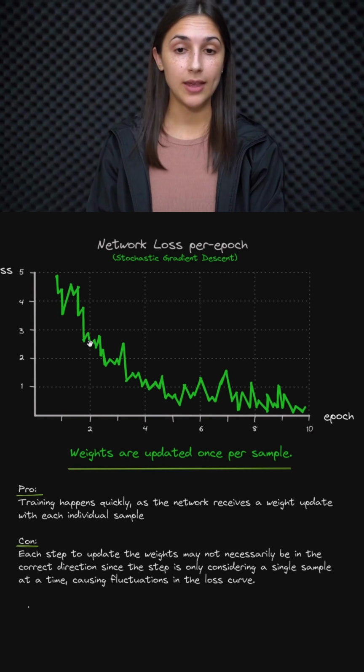And so because the optimizer is only considering one sample at a time, we have these jolts all through the curve of our loss function, where generally we are moving downwards. However, we're not doing so smoothly like we saw with batch gradient descent.